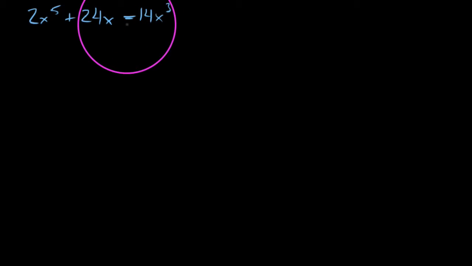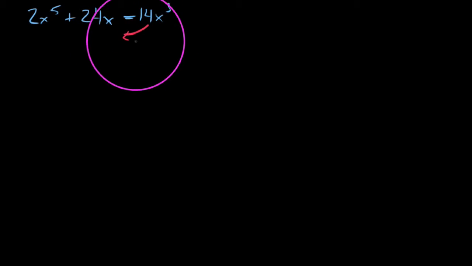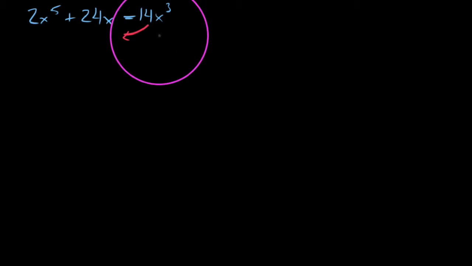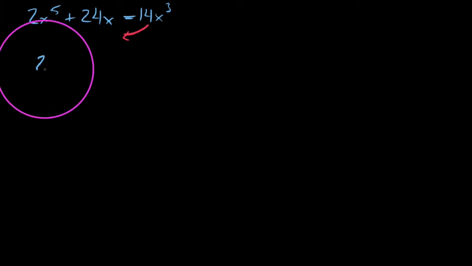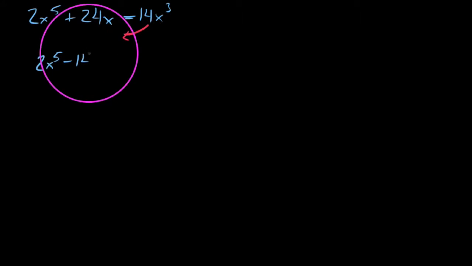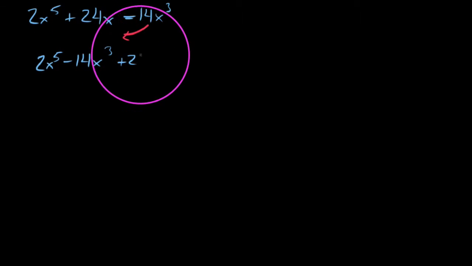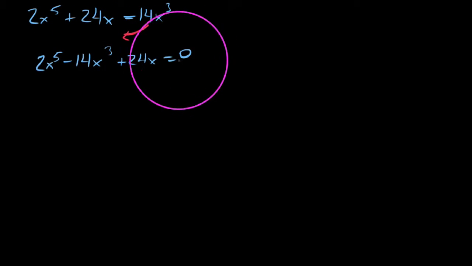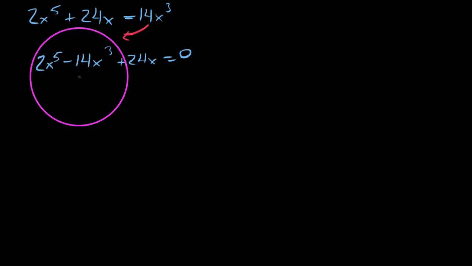So the really important thing right off the bat is this. If it's not set equal to 0, let's go ahead and do this. We're going to subtract 14x cubed from both sides. And so we end up with this. We say 2x to the fifth, and I'm going to write this in standard form, so minus 14x cubed plus our 24x. This all equals 0. So now, somebody asks you to go solve this.